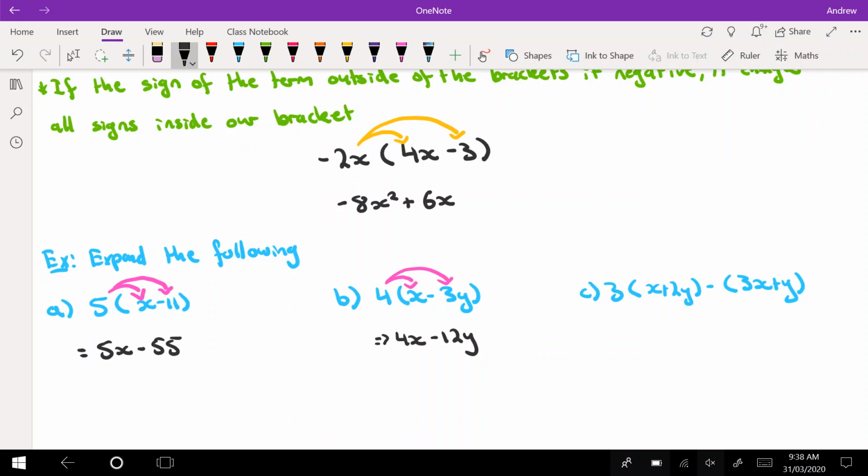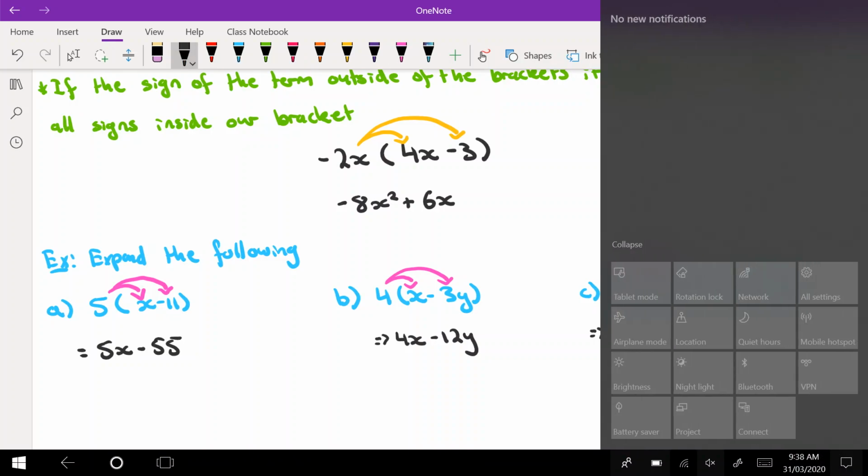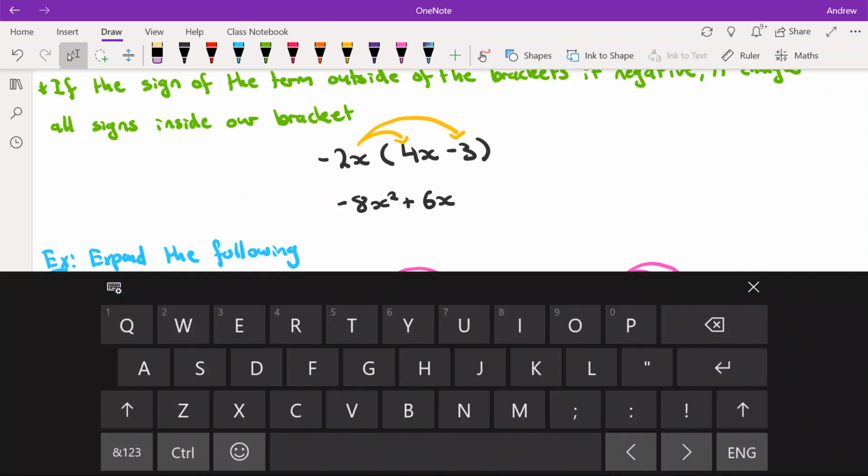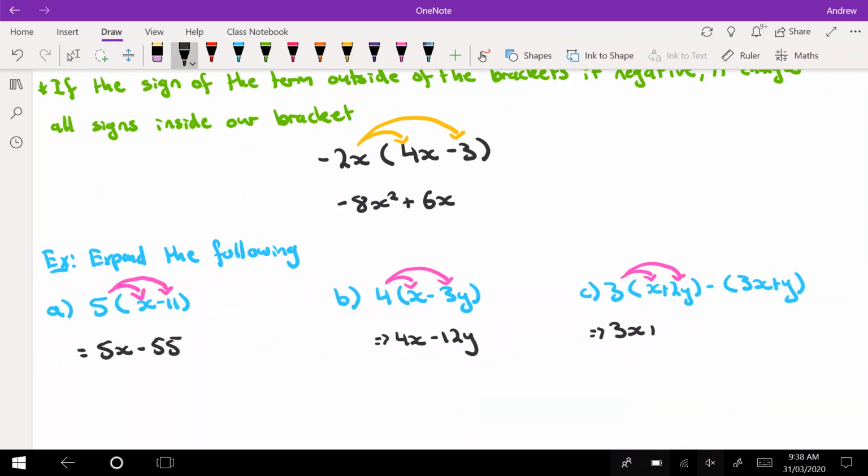Now, this next one is where we have to consider expanding, and then we can see we're also going to have to simplify at the end, because I've got 2 brackets. So let's expand that first one. 3 times x gets me to 3x. 3 times 2y gets me to 6y.